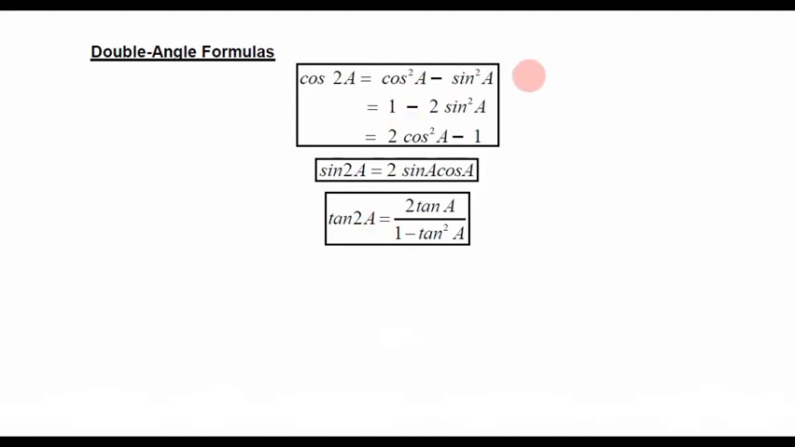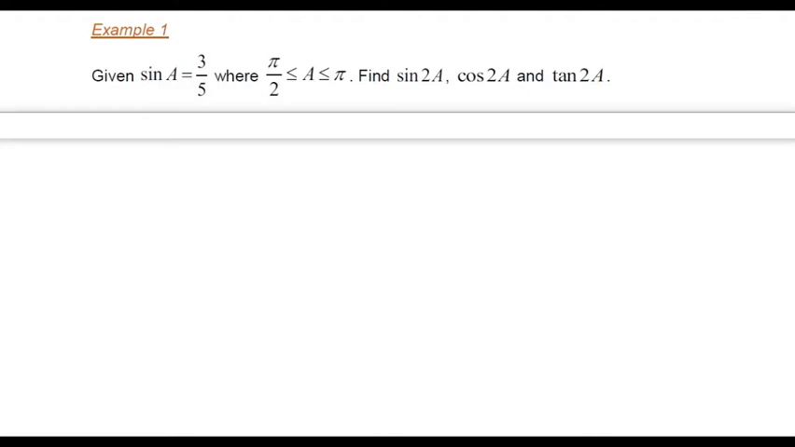For cos 2a, we have three types of equation. One is cos squared a minus sine squared a. Another one is 1 minus 2 sine squared a. And the third equation is 2 cos squared a minus 1. So we can use any of these three equations, depending on our needs. Now let's look at this example.